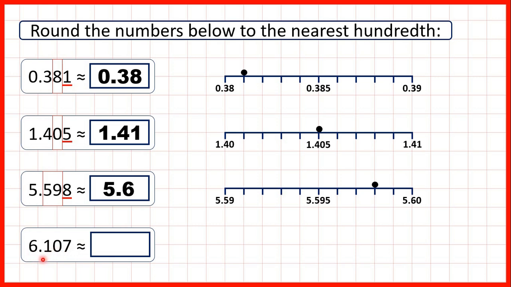Now we have 6.107. To round to the nearest hundredth, we find our hundredths place and look to the thousandths. Here we have a 7, so because it's 5 or more, we know that we're rounding up. So the 0 in our hundredths becomes a 1, and digits to the left stay the same, so we have 6.11. On a number line, we can see that 6.107 is closer to 6.11 than it is to 6.1 or 6.10, so that's why we round up.